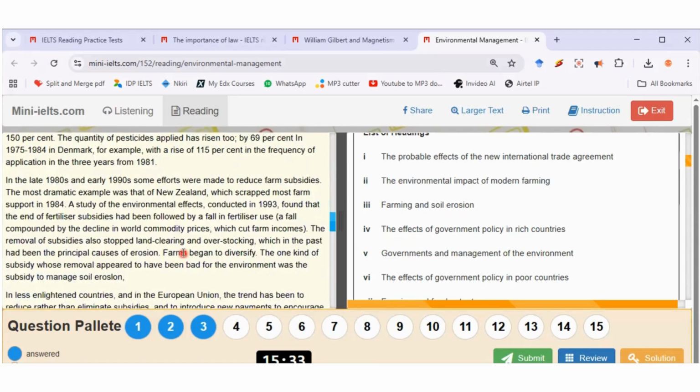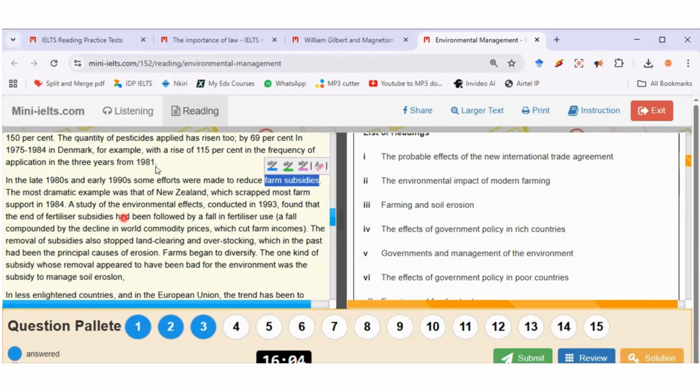Let's go on. In the late 1980s and early 1990s, some efforts were made to reduce farm subsidies. Farm subsidy is still part of government policy. The most dramatic example was that of New Zealand, which scrapped most farm support in 1984. A study of environmental effect conducted in 1993 found that the end of fertilizer subsidies had been followed by a fall in fertilizer use, a fall compounded by the decline in world commodity prices, which cut farm incomes. The removal of subsidies also stopped land clearing and overstocking.